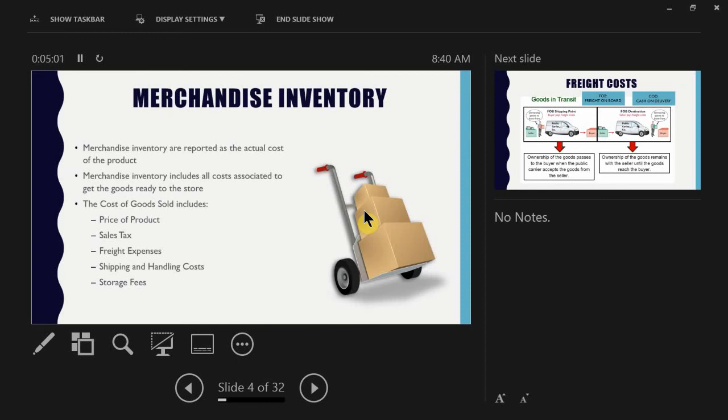Okay. So inventory and cost of goods sold, it's going to include every single cost it takes to get your asset to the store, or your inventory to the store. Okay? Any questions in regards to this? Okay.